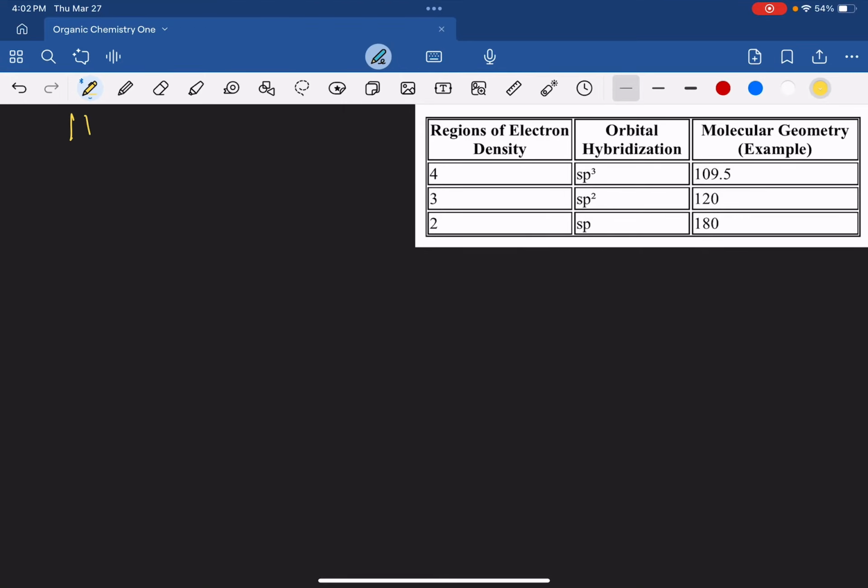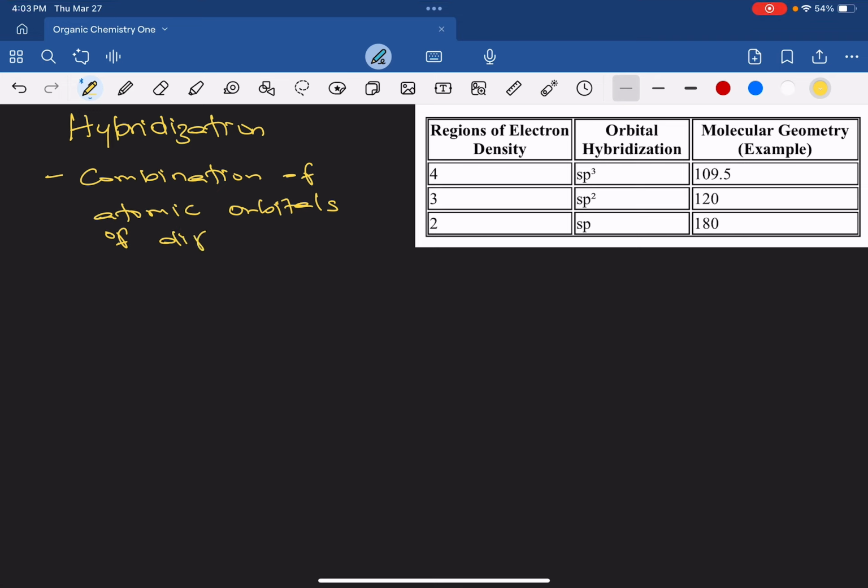Let's talk about hybridization. Now, hybridization is pretty simple. It's exactly what the word means in English. It's a combination, right? It's a combination of atomic orbitals. So you're literally combining atomic orbitals. Remember your atomic orbitals, at this level we just need to focus on your s and your p orbitals. So it's a combination of atomic orbitals of different types. That's your s and your p, right? That's it. That's going to be our focus.